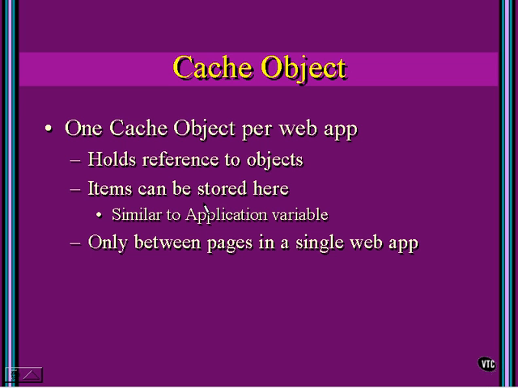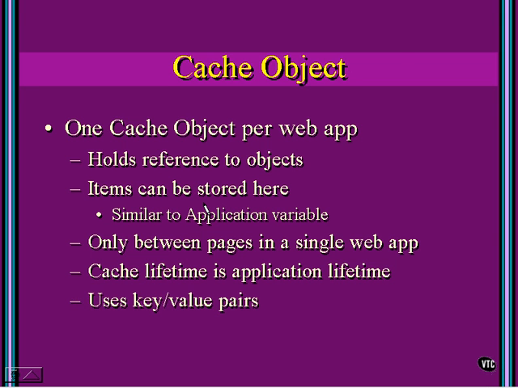Now, we can only use the cache object to store data that's going to be used between pages in a single web application. So we can't set this up and then pass information across multiple web applications with it. There's only one limitation with it. And the cache lifetime is the application lifetime. So this is a memory construct that only lasts as long as our application lasts. As soon as the last person disconnects and our application ends, anything that was in that cache object is gone.